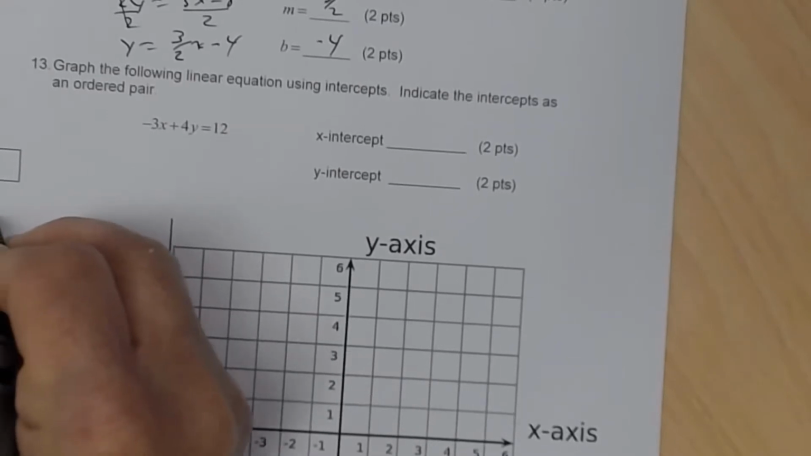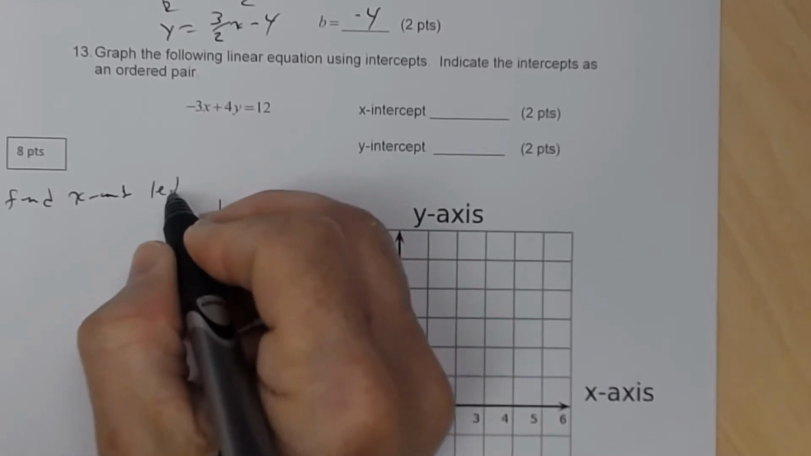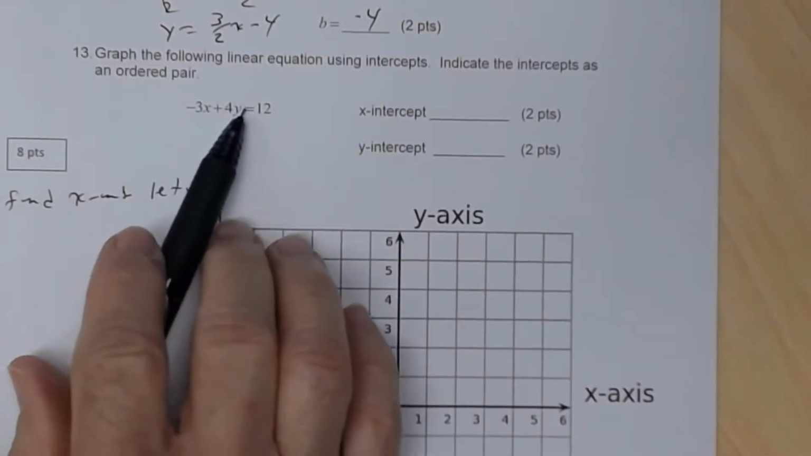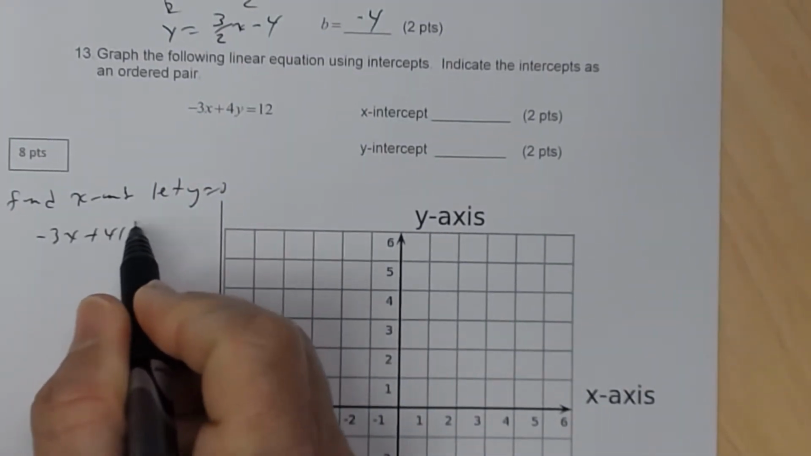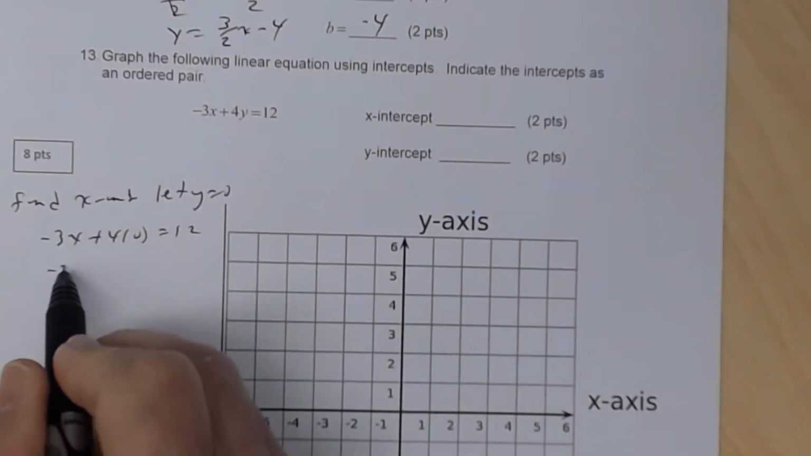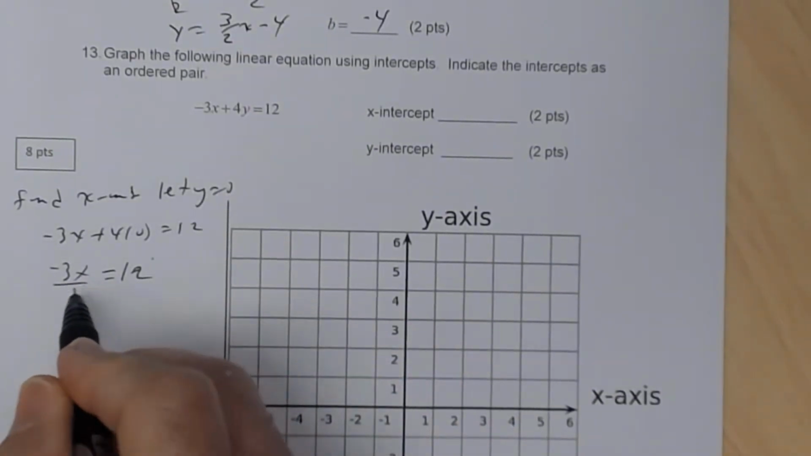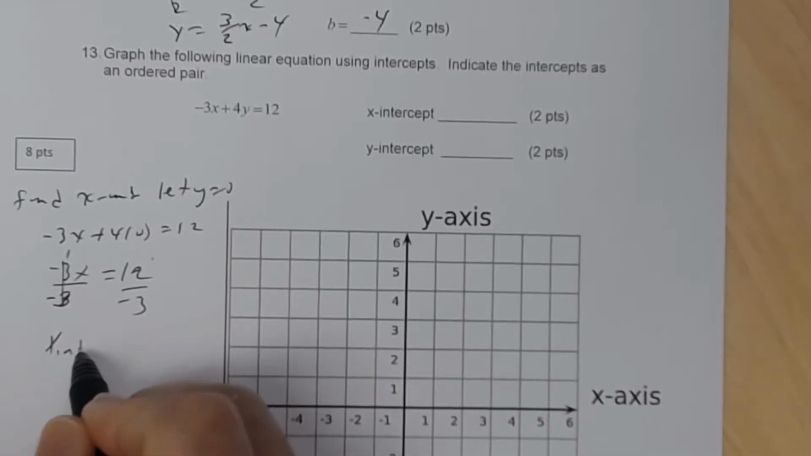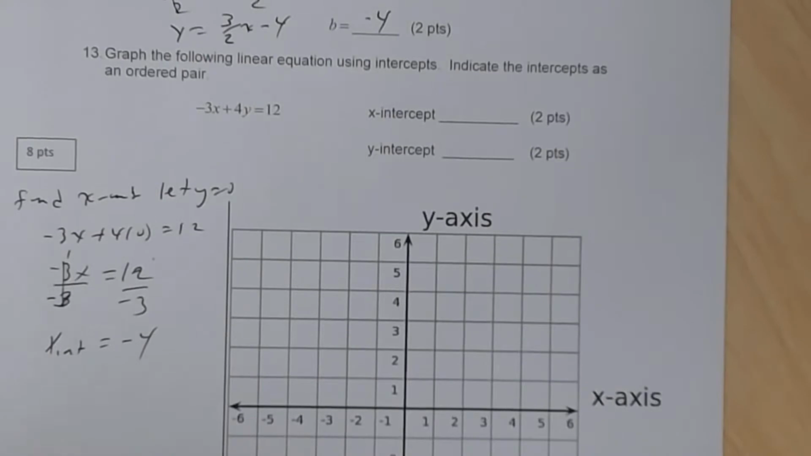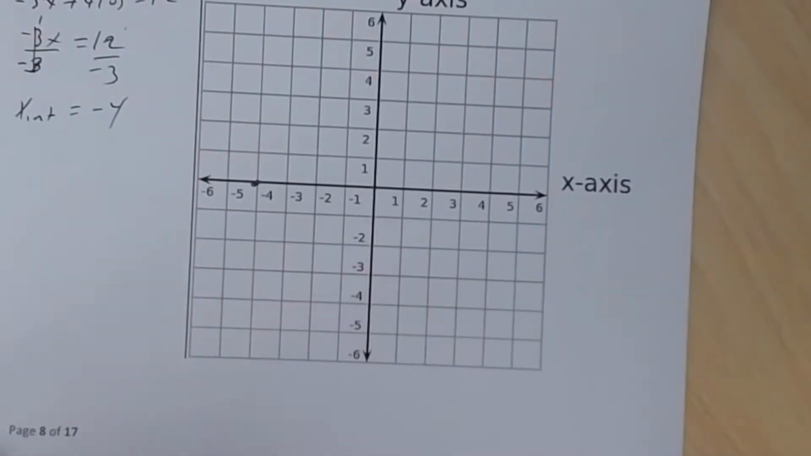So remember, to find the x-intercept, wherever you are on the x-axis, your y value is 0. So you let y equal 0. So wherever we see the variable y, I'm going to plug in 0. So I get negative 3x plus 4 times 0 equals 12. So negative 3x, so that's 0. So negative 3x equals 12. And then divide both sides by negative 3. And then reduce, I get my x-intercept to be negative 4. So my graph is going to cross the x-axis at negative 4. 1, 2, 3, 4. So it's this one here, negative 4.